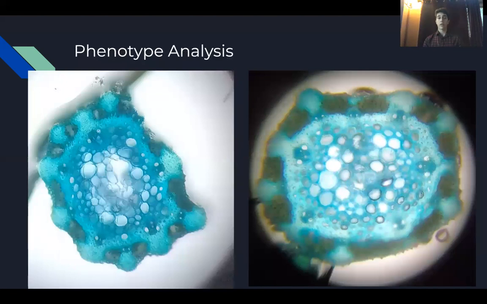Phenotype analysis was carried out using histology. These are cross sections of the stems. On the left is a wild type and on the right is a mutant. And as you can see, there's no immediately obvious structural difference between the two.